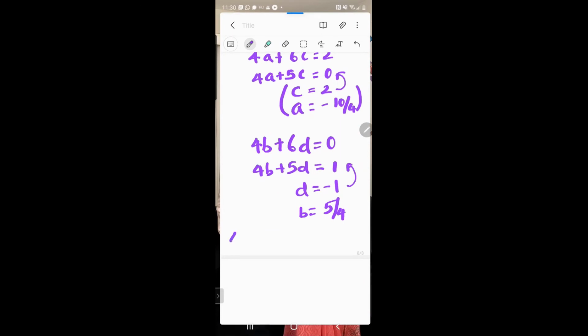So now I'm claiming my inverse. So my matrix 2, 3, 4, 5's inverse is equal to A was minus 10 over 4, B was 5 over 4, C was 2, and D is minus 1. So it's this. So this is my inverse. And that's all it is. It's not like some fancy thing or anything. That's it.